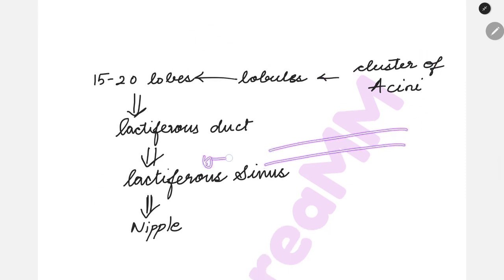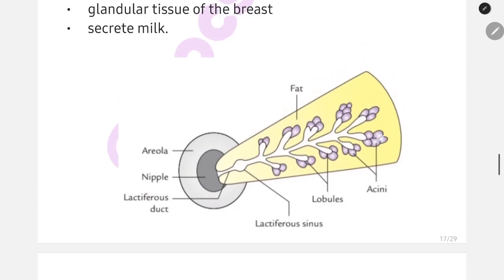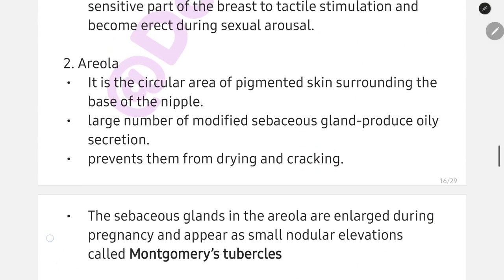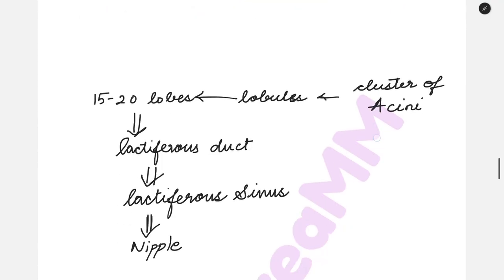Before it drains into the nipple, the duct has an enlarged bottom. This is known as the lactiferous sinus. It serves as the reservoir of milk during lactation. This is acini, this is one lobe; it contains lobules. This is the lactiferous duct, and this is the sinus, and it drains into the nipple. So we have completed the sixth question. Let's go for the next one.